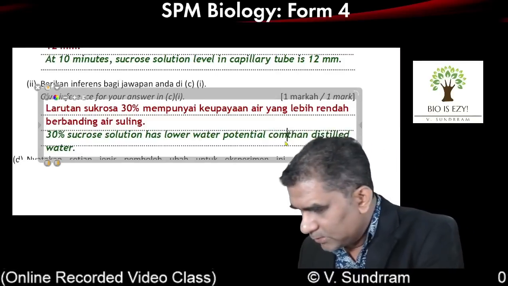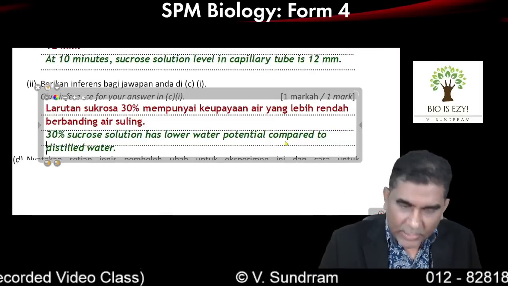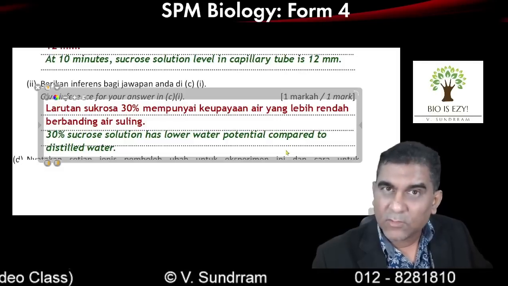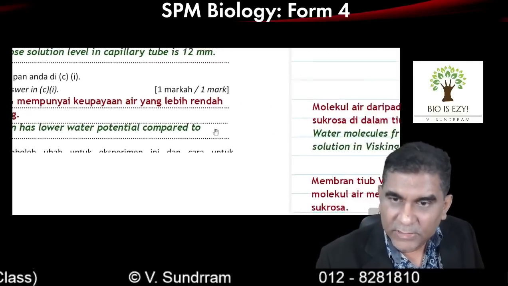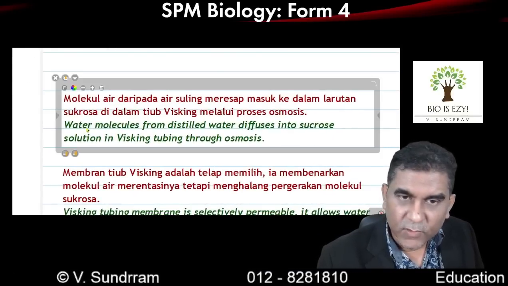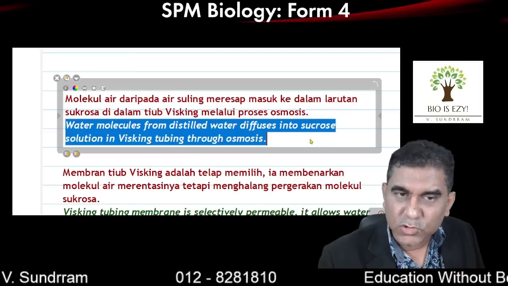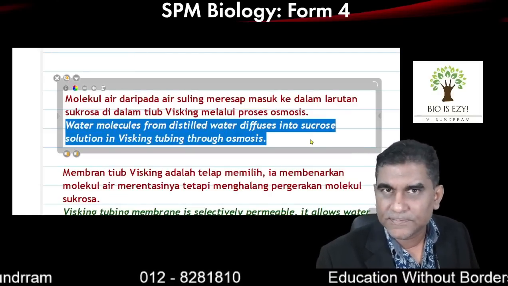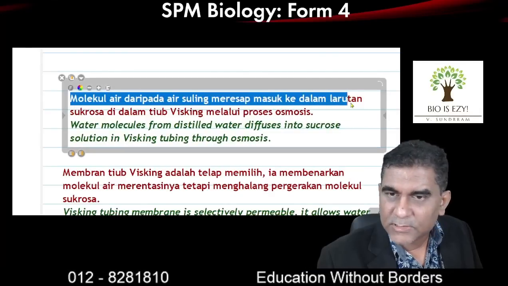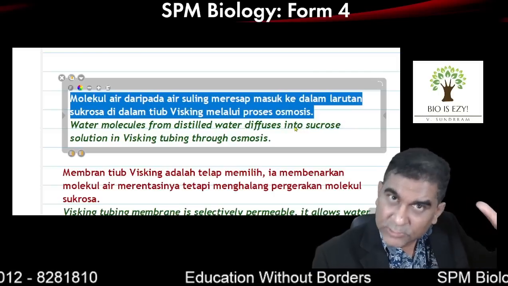Must have the word compared to distilled water. You're informing the water potential of distilled water, and also sucrose solution. After that, we need to explain where the water moves. Water molecules from distilled water diffuses into sucrose solution in whisking tubing through osmosis. Molekul air daripada air suling meresap masuk ke dalam larutan sukrosa di dalam tiub whisking melalui proses osmosis. Sebab itu aras itu naik.